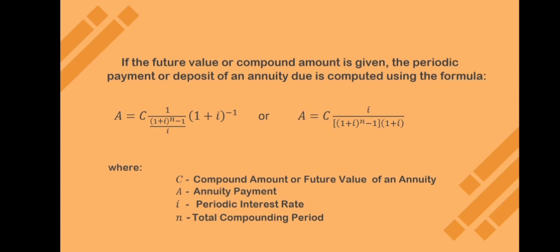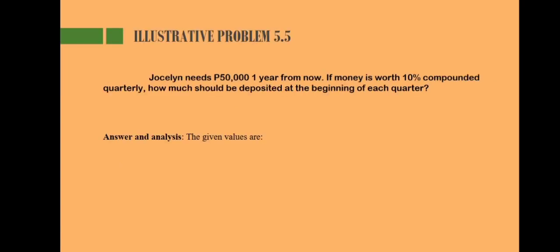Or, pwede namang A is equal to C times 1 over the quantity of 1 plus I raised to the power of n minus 1 times the quantity of 1 plus I, where C is the compound amount or future value of an annuity, A is the annuity payment, I is periodic interest rate, and n is the total compounding period. For example, Jocelyn needs 50,000 pesos 1 year from now.